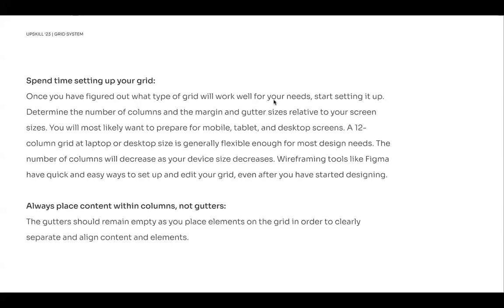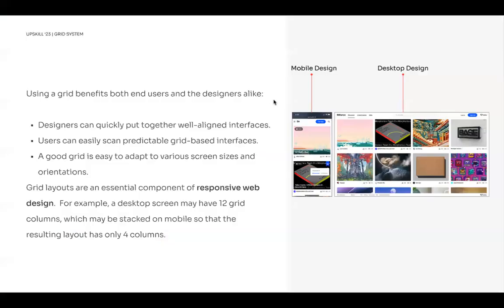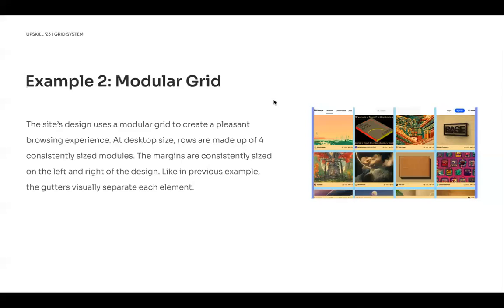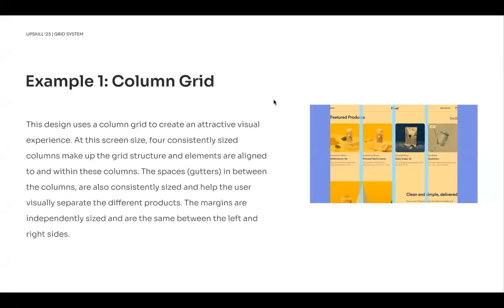So yes, always place content within columns and not gutters. Let me go back to this example that has the grid. If you notice all these examples that you see here, in the places where you see the gutters, those blue lines, there's no content there. It helps with the spacing. So place your content on the columns, not the gutters. It's like a rule. So if you are starting a particular section, you start from the beginning of a column, not from the beginning of the gutter.